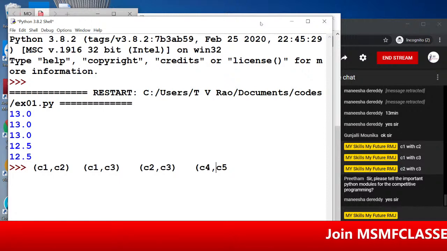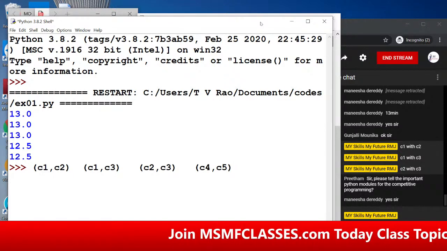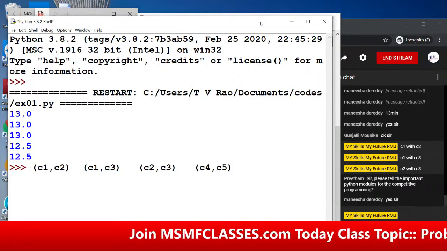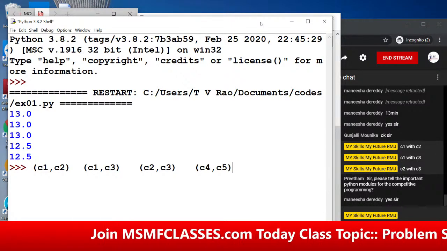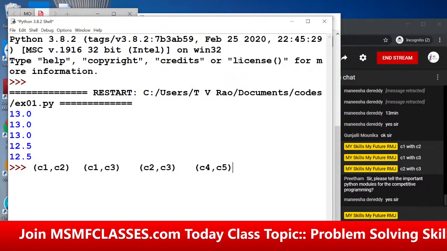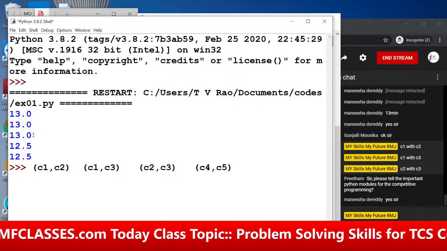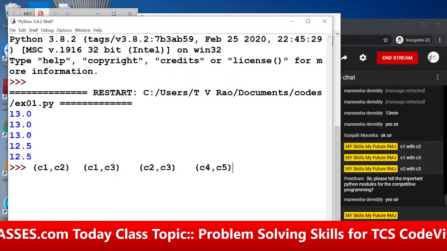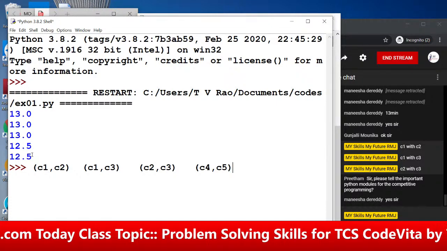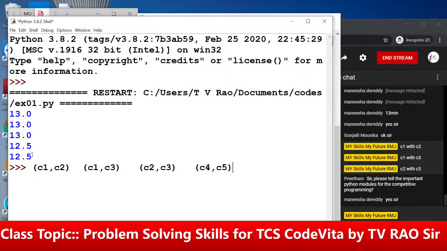Is this clear? Preetham, you ask me separately or call me. First of all, don't divert the conversation. So let me know. C1, C2 collide, C1, C3 collide, C2, C3 collide, and C4, C5 will collide. So hope this is clear. Is this clear?